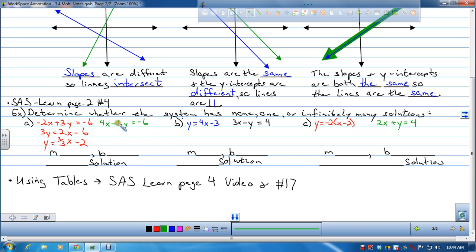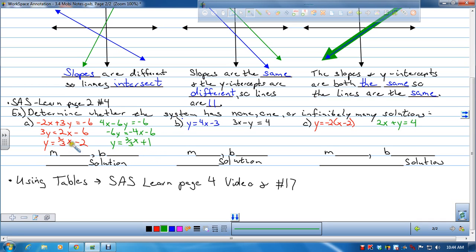Go do the second one. I'd move my 4x over. Negative 6y equals negative 4x minus 6. And then I'm going to divide by negative 6, so I would end up with y equals negative 4 over negative 6, which is a positive 2/3. Negative 6 over negative 6 would be a positive 1.